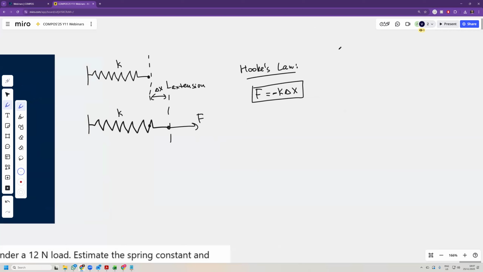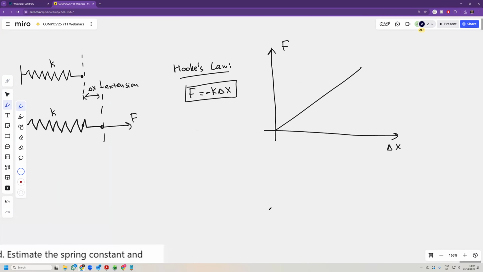Hooke's law. Then if you draw a graph of force versus extension, force, extension, it will look something like this until the spring reaches its elastic limit, in which case the graph becomes something like this, and then the spring breaks. The spring stretches significantly.